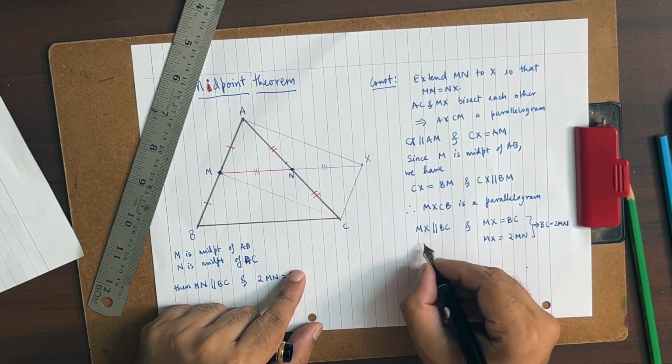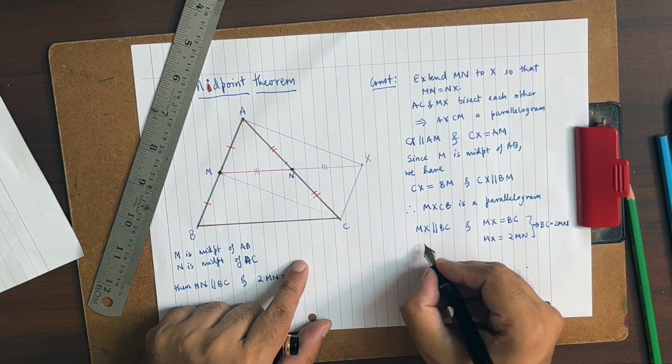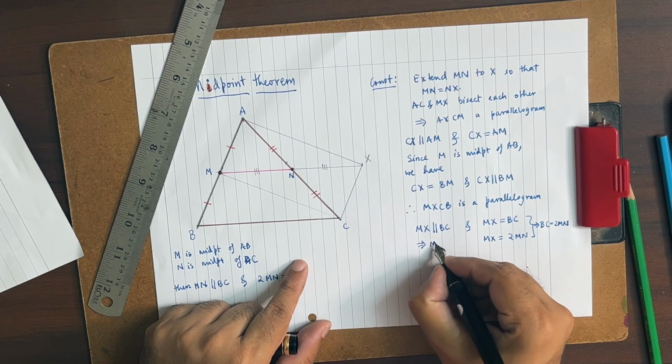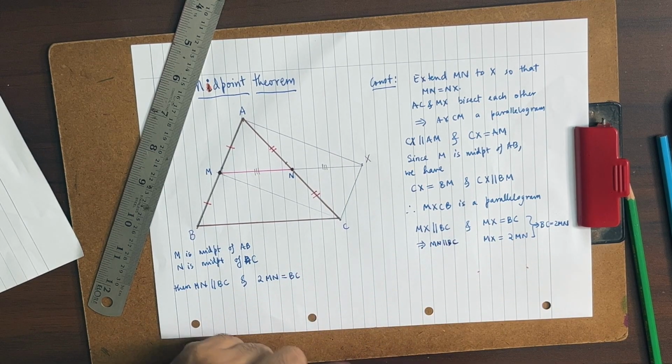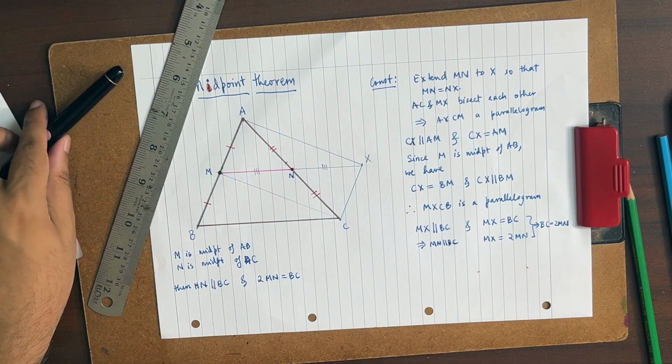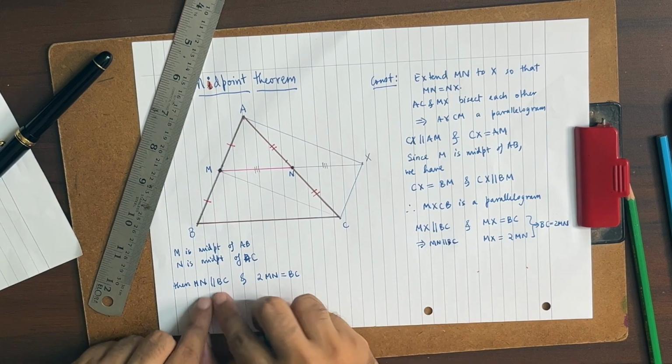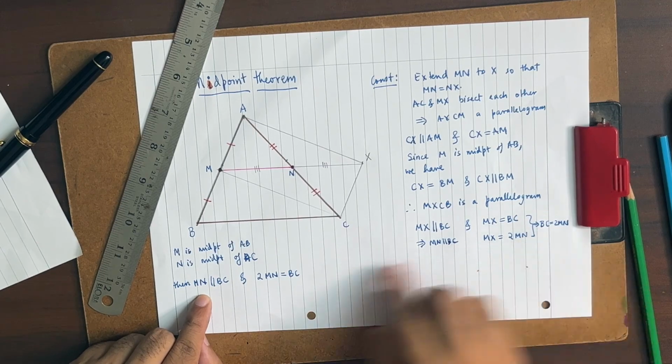Further, MX is parallel to BC. Since M and X are collinear, this implies MN is parallel to BC. And there we go, we are done. Because what we had to show was MN is parallel to BC and BC is 2 times MN. Now that we have seen the midpoint theorem, in the next few videos we will see its powerful applications.